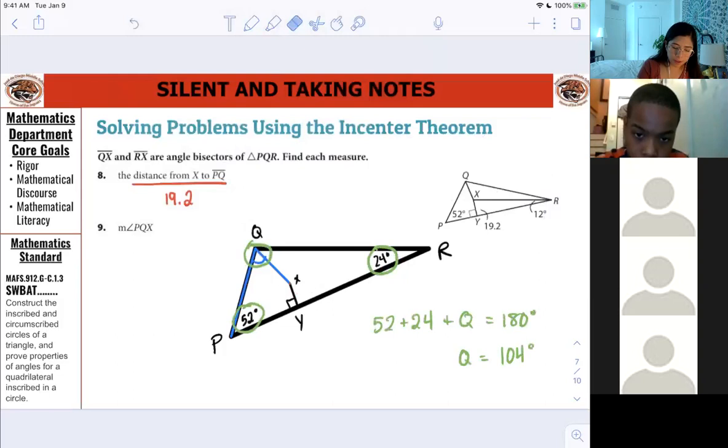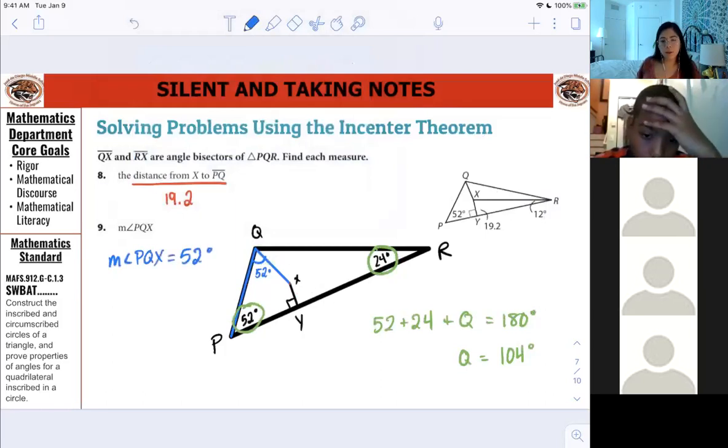Good. And 52 plus 24 is 76. If all of angle Q, this whole thing, is 104, but I'm only asking for PQX. So what is PQX? It divides it in half. So what's 104 divided by 2? 52. So if that whole thing is 104, then PQX, since I know that that's an angle bisector, is going to be 52. Whew, we got there in the end.